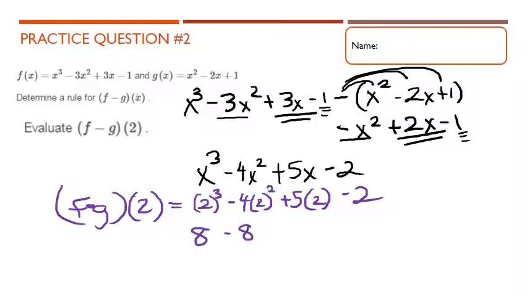Oh, hold on. That's a 2 squared. So 2 squared is 4, times 4. That should be a 16. That was a close one, y'all. All right, so then we have 5 times 2, that's a 10, then minus 2. There we go. All right, so in your calculator, you put 8 minus 16 plus 10 minus 2, and that is going to give you a 0. You're going to get a 0 as your answer once you evaluate it at 2. Pretty cool, huh?